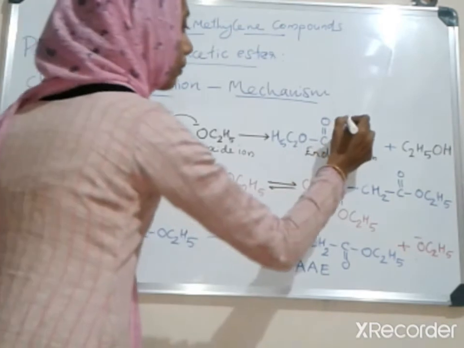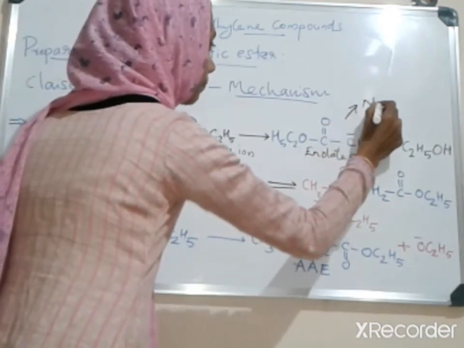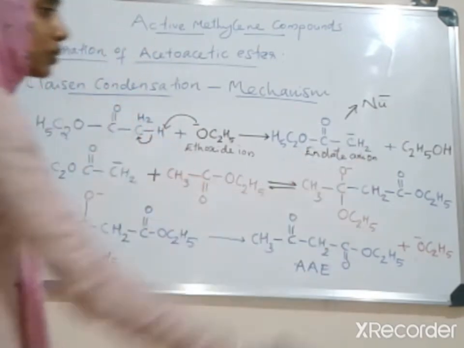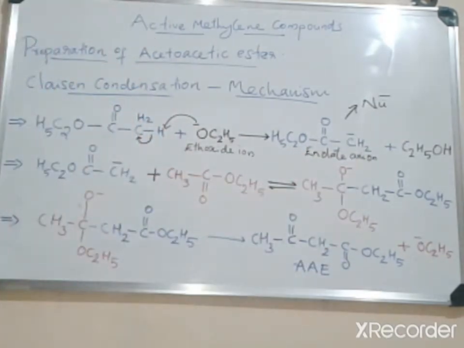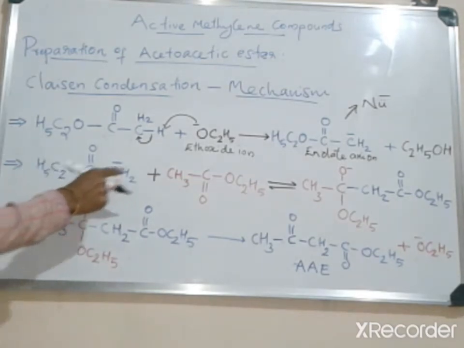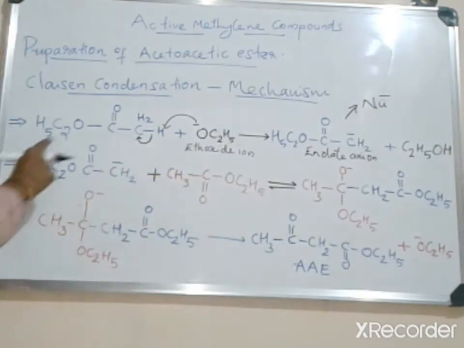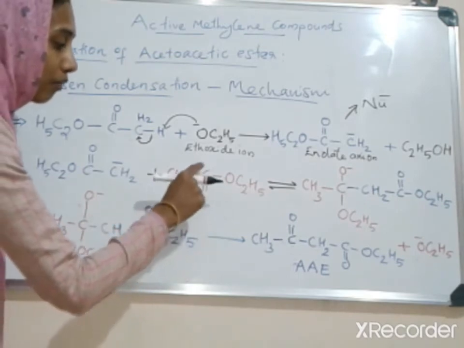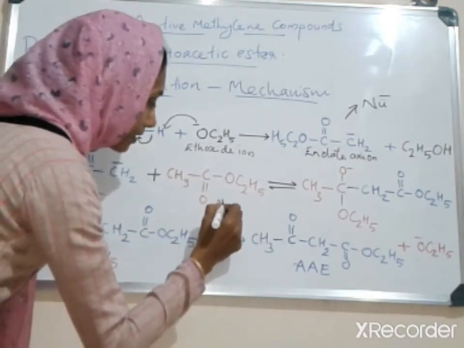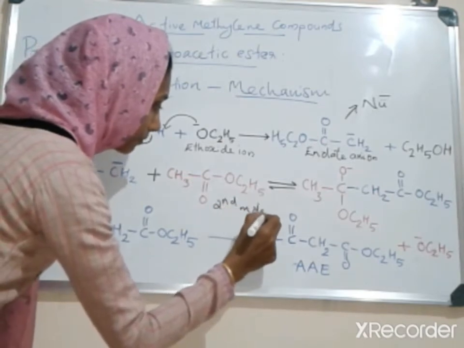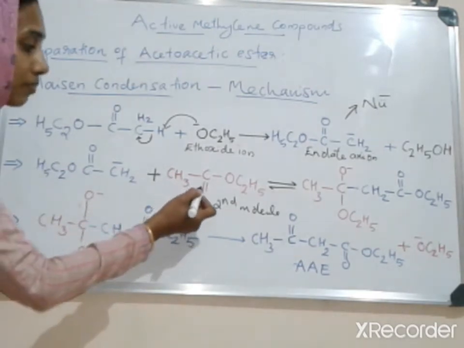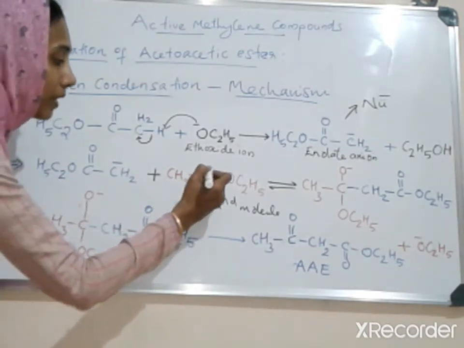This enolate anion acts as a nucleophile due to the presence of a negative charge here. In the second step of the reaction, the enolate ion formed in the first step reacts as a nucleophile. It attacks the carbonyl carbon of the second molecule of the ester. This is the second molecule of the ester. Due to the presence of C=O, this carbonyl carbon becomes positive.